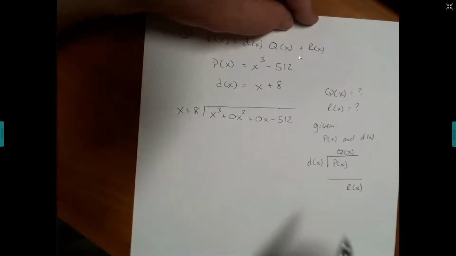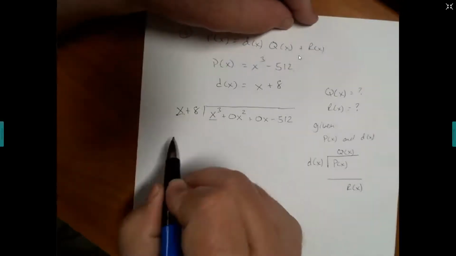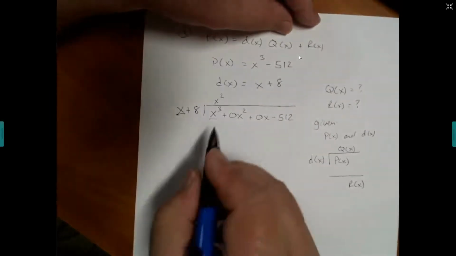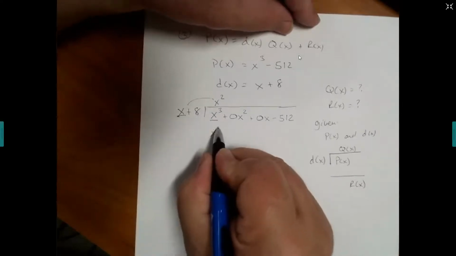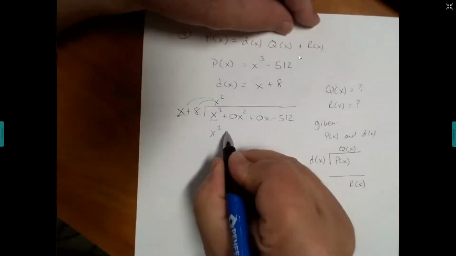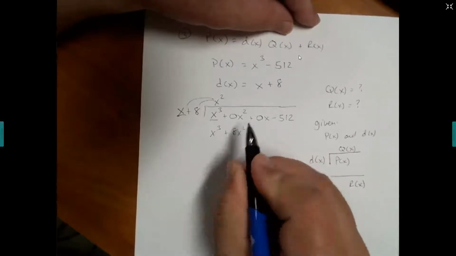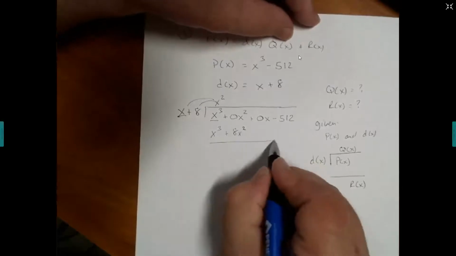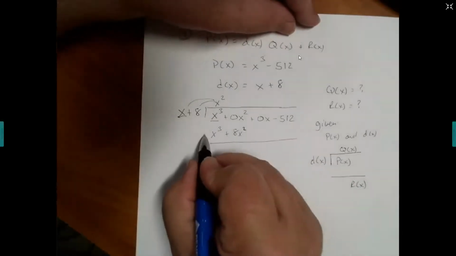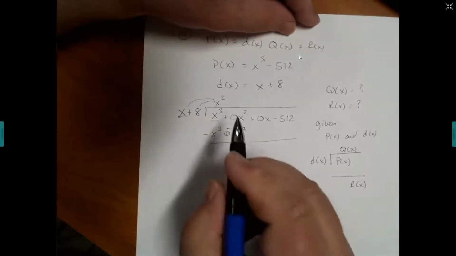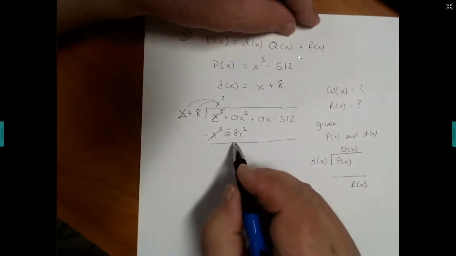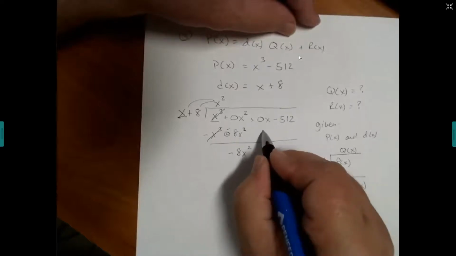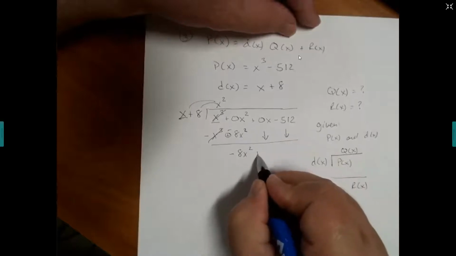Repeat the process we did earlier. What times x gives us x cubed? We need 2 more x's. So x squared times x gives us x cubed. X squared times 8 gives us 8x squared. See, if you didn't put those zeros there, where would you put the 8x squared? It would get really crumpled up. Change the signs and add. X cubes cancel. 0 minus 8x squared is negative 8x squared. Bring down everything else.